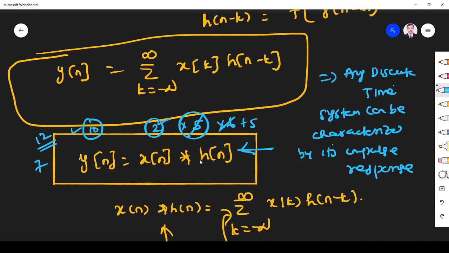As per the requirement, you design the impulse response. So whenever you want to design a system, just design the impulse response only for any system. For a discrete time system, you design h of n. For a continuous time system, you design h of t. This is the significance of impulse response.